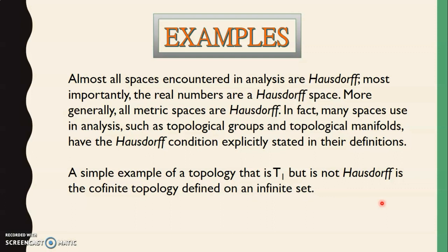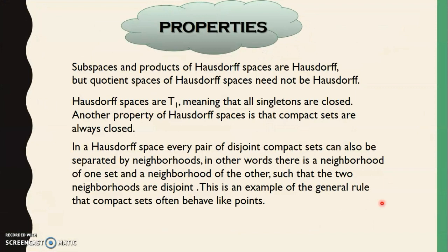After this, I would like to turn to the properties. Subspaces and products of Hausdorff spaces are Hausdorff, but the quotient space of a Hausdorff space need not be Hausdorff. Compact Hausdorff spaces are T1, meaning that all singleton sets are closed. Another property of the compact Hausdorff space is that compact sets are always closed. In a Hausdorff space, every pair of disjoint compact sets can also be separated by neighborhoods.